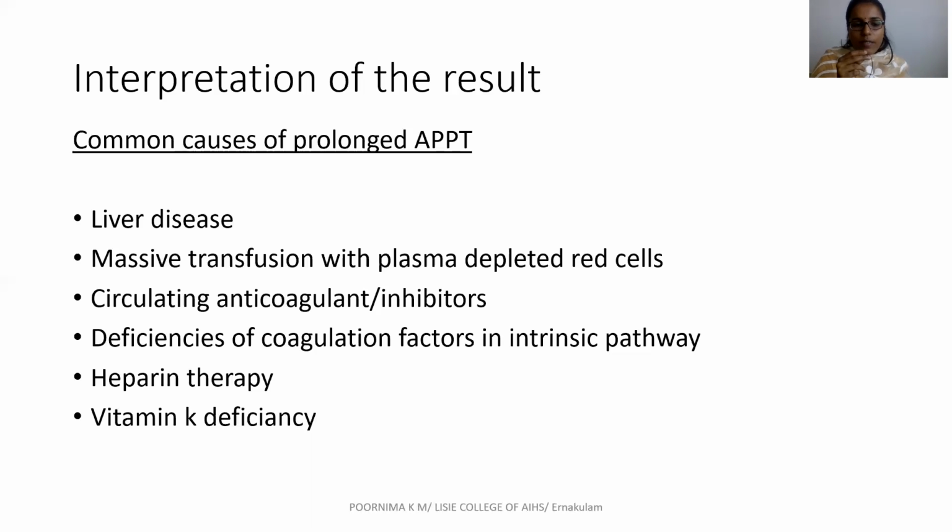So last one is vitamin K deficiency. The factors 2, 7, 9 and 10 are the vitamin K dependent factors, of which factors 9, 10 and 2 come under the intrinsic pathway. So in case of vitamin K deficiency, those factors cannot get activated. So it can lead to prolonged APTT. So these are the common causes of prolonged APTT. Thank you.